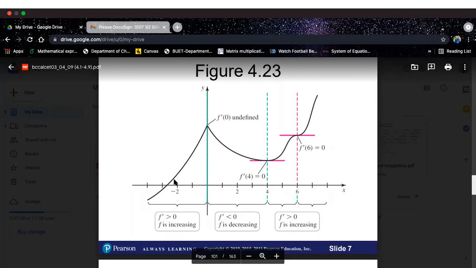Okay, what happens at x equals 0? This is our x equals 0 line. At x equals 0, we can see there is a corner point, right? The graph is changing its direction, but it's a corner point. And at a corner point, we know the function is not differentiable. So the derivative at 0 is undefined. Do you agree?